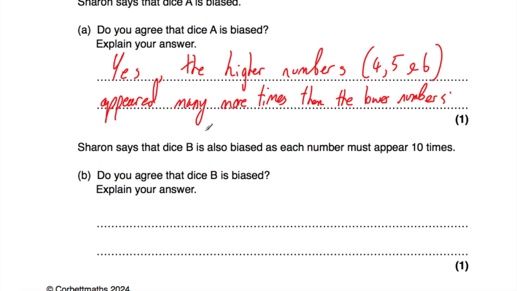Okay, so let's look at the next part. Sharon says that dice B is also biased as each number must appear 10 times. Do we agree that dice B is biased? And we're to explain our answer. So let's have a look at this.